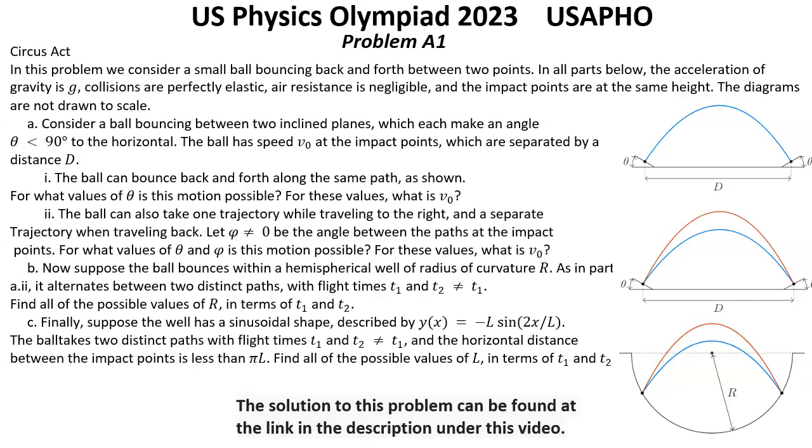Question C. Finally, suppose the well has a sinusoidal shape described by y as a function of x equal to negative L multiplied by sine of 2x over L. The ball takes 2 distinct paths with flight times t1 and t2 not equal t1, and the horizontal distance between the impact points is less than pi L. Find all of the possible values of L in terms of t1 and t2.